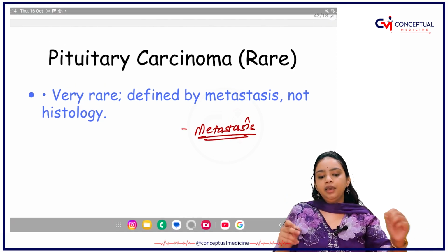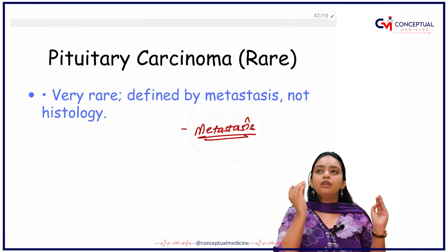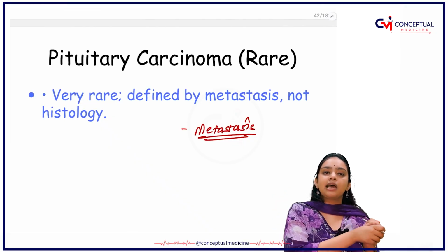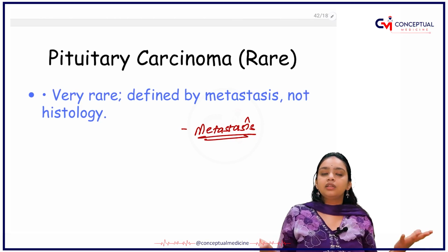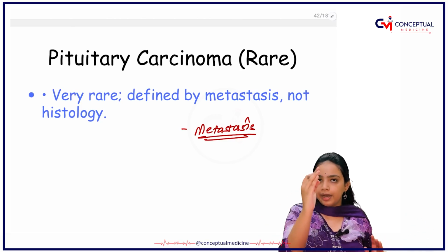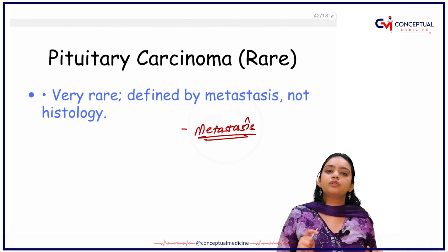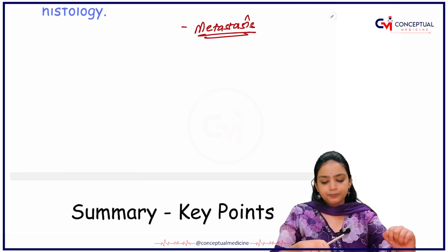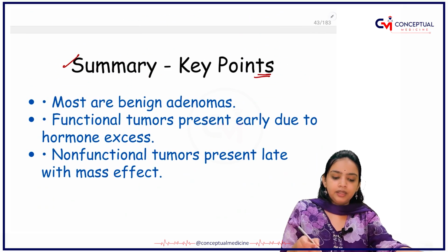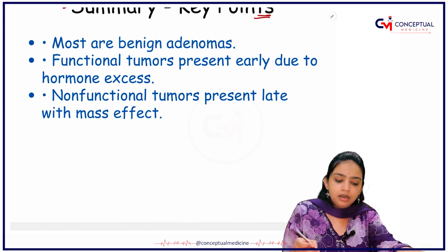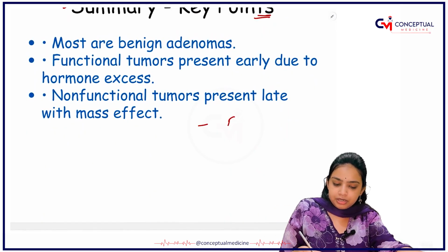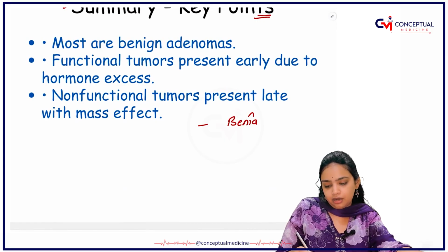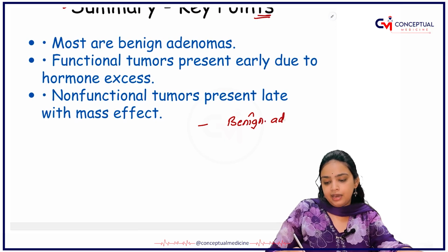Okay, when you are able to see on the histology that there is a metastasis from one organ to another, they are metastasizing, then you are able to identify, okay, this is the pituitary carcinoma that I am dealing with. Okay, so this is basically the summary and the key points that you need to keep in mind. See, most of the tumors of the anterior one are basically benign adenomas.